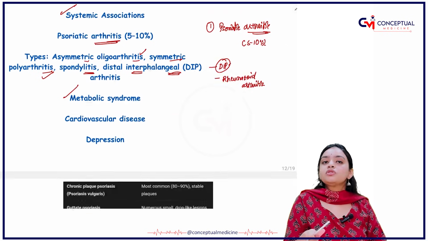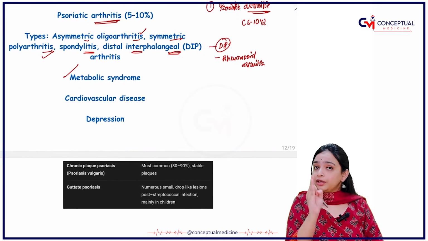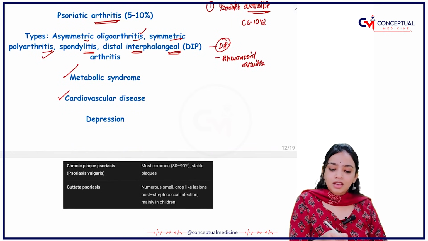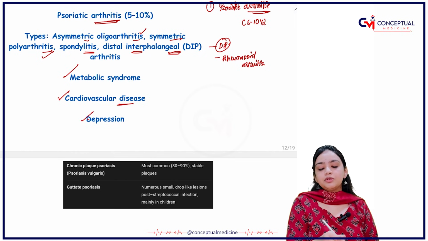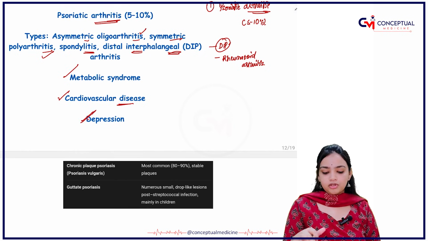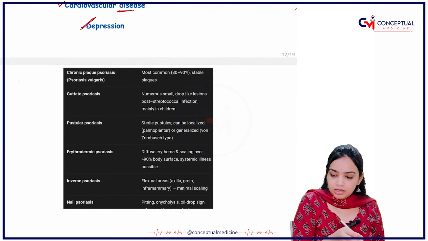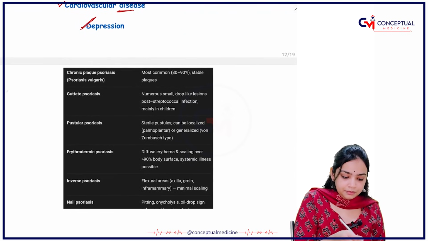There will be metabolic syndromes. What are the metabolic syndromes? You know that you have to tell me in the comment sections. Cardiovascular diseases will be there and the person will finally land up into depression. Next. So these are nothing but the associations.